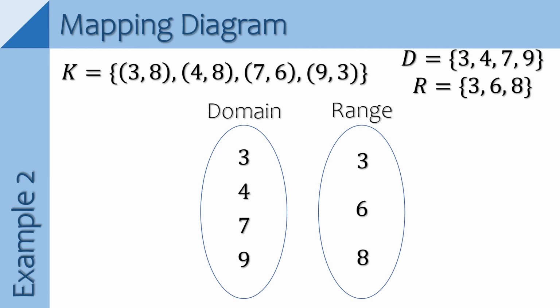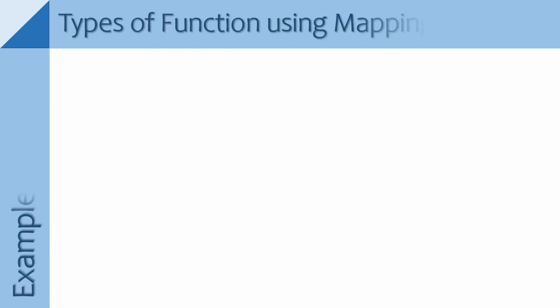So let us mark 3, 8. Okay, 3, 8. Next is 4, 8. So we have 4, 8, 7, 6. So we have 7, 6, and then 9, 3. We have 9, 3. Okay. So that is how we map the set K. Okay, so types of functions using mapping diagram.